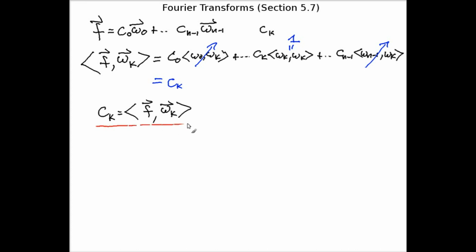And, well, we did this in general before. I'm just reminding you how it works in this particular case. So that's a nice formula for c_k. You don't need some big matrix or anything. It's just this thing, whatever it is. So let's write it out.